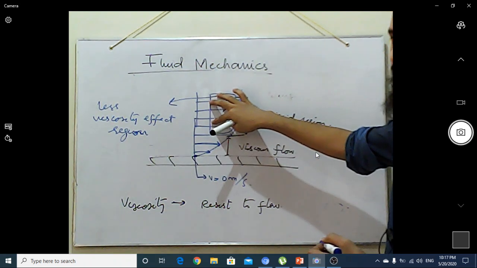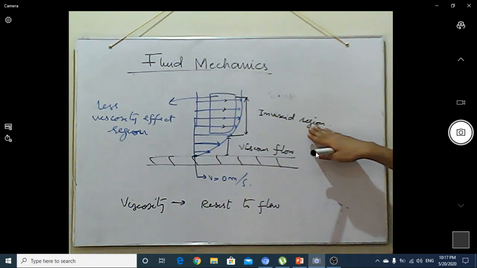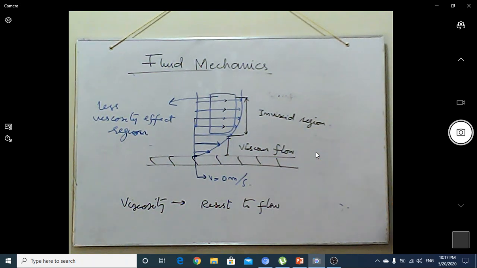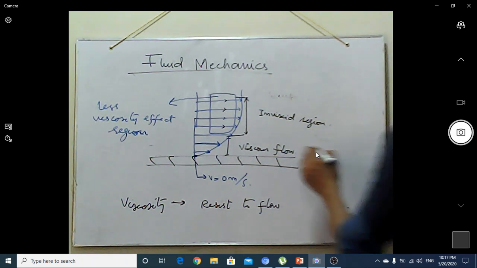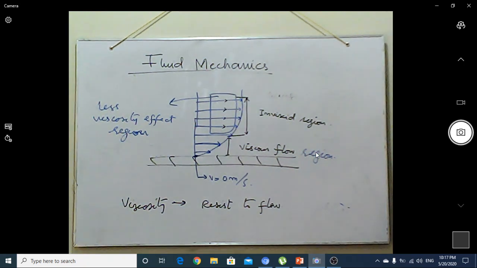So that's why we can categorize the flow into two types of region. One is the inviscid region and the second is the viscous flow region. The viscous flow region is the region in which the viscosity has a greater impact, but inviscid is the region where viscosity does not affect the flow at all. So this is the main difference between these two.